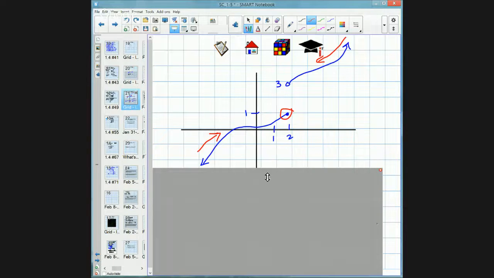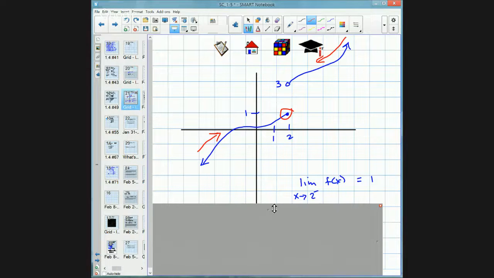Okay, here's what some of the notation looks like here. I know this is new to many of you. This first statement says the limit of f of x as x approaches 2, and that little minus says from the left side. So as I'm approaching x equals 2 from the left, what height am I approaching? 1. So, one more time, that reads, the limit of f of x as x approaches 2 from the left is 1.